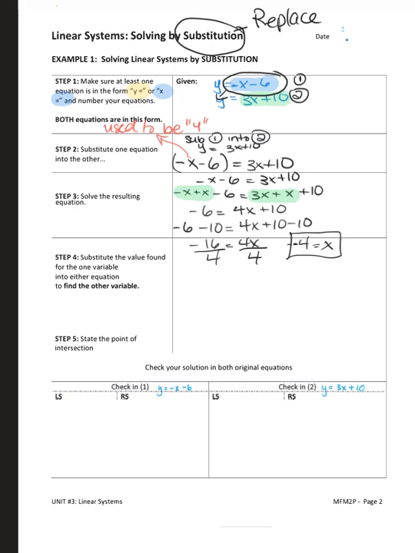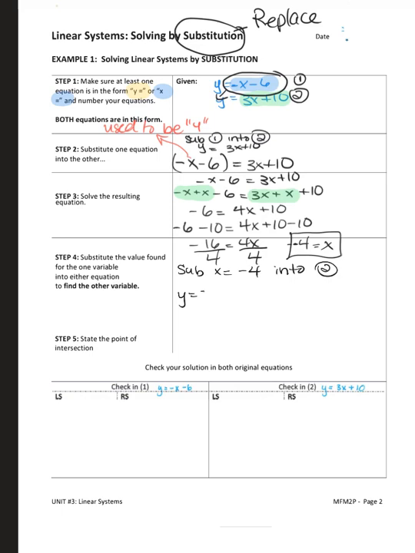Okay. So my next step is I want to take the value that I found, so this negative 4 for x, and I'm going to substitute it into any of the equations that I had. So you can pick 1 or 2. I think 2 is going to be easier because there's no negatives in that. So let's just rewrite equation 2. So I'm going to sub x equals negative 4 into my equation 2.